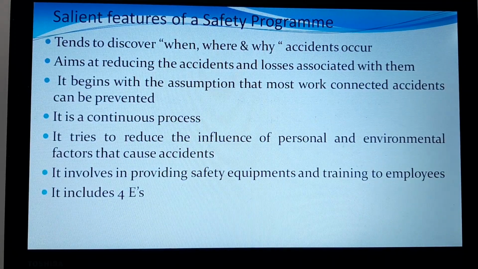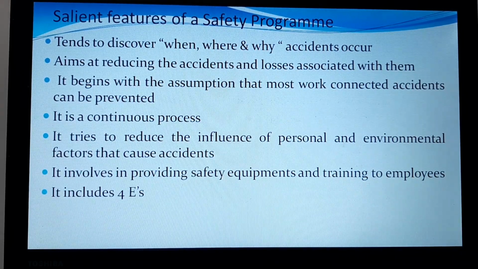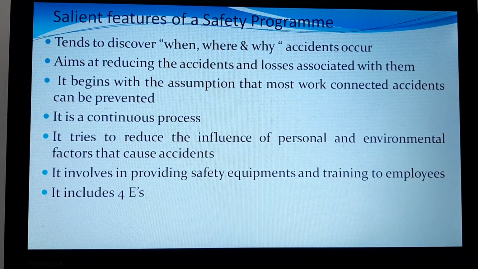Salient features of any safety program would be like this. It tends to discover when, where and why the instance of the accident is going to occur in the site. It aims to reduce this and the cost associated with the same. We have already discussed there are direct as well as indirect costs involved in the occurrence of an accident. So that has to be avoided.